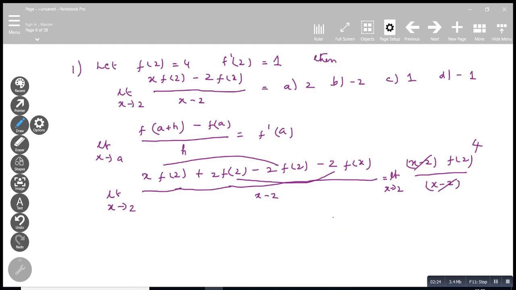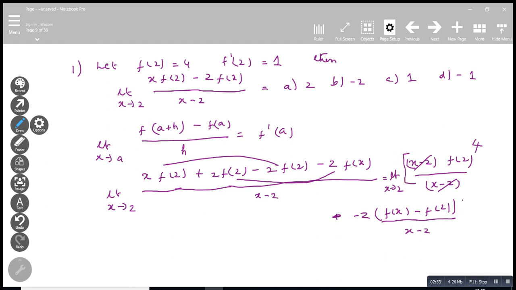And in 2 f of 2 minus 2 f of x, I will pull out a plus 2, but I think it's convenient to pull out a negative 2 to get it in the form of f of x minus f of 2 upon x minus 2, and that limit x tending to 2 is there, of course, for this also. So let me have a big bracket here.